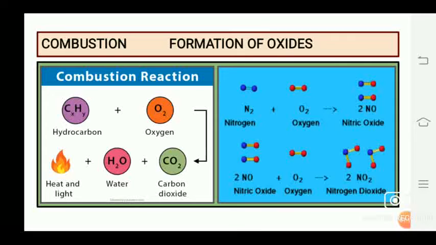Then the next process in which oxygen is used is the formation of oxides. Like nitrogen, when it combines with oxygen it makes nitric oxide, and nitric oxide when it combines with oxygen makes nitrogen dioxide. So in this way oxides of various elements are formed when they combine with oxygen.